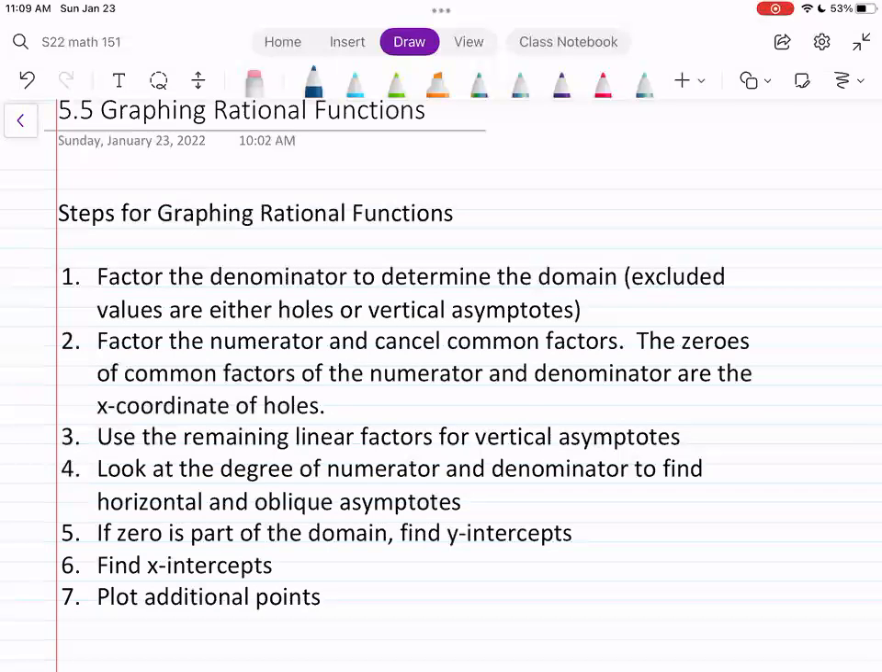We're going to be looking now at how to graph these rational functions. Take a minute here and pause the video or go to OneNote and copy down these steps. And then we're going to do 3 examples of these.